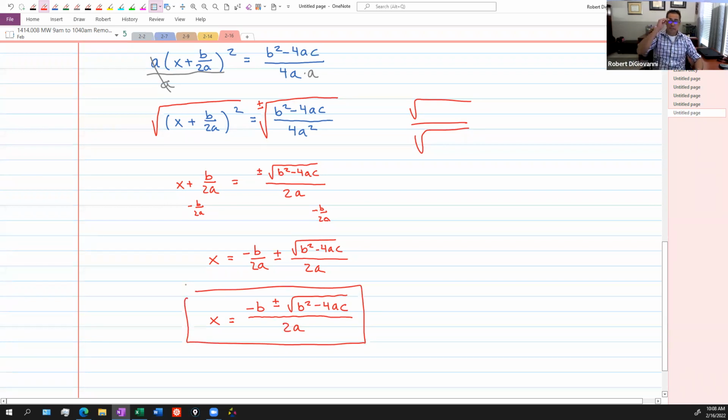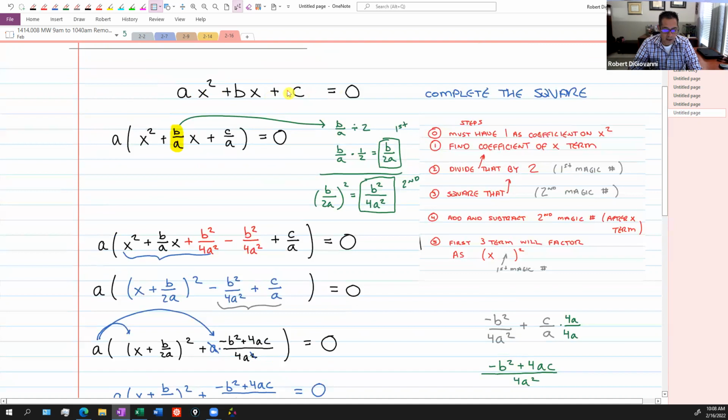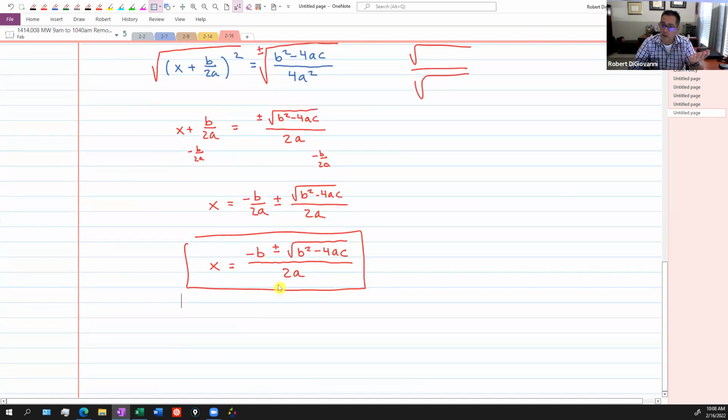Okay. So that's where it comes from. It's not some magical thing, right? It's the completing the square technique done on a general quadratic. And if you do that, you wind up with the formula that we use, right? The formula that you've been taught. Now you know where it comes from. Pretty cool, huh? If you've never seen that, right?